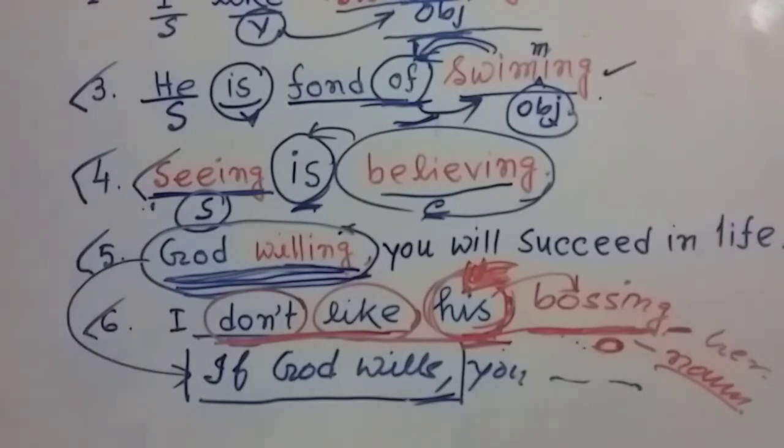These are the ways in which the words or the nouns are used in English sentences, or you can say the gerund is used in English sentences.